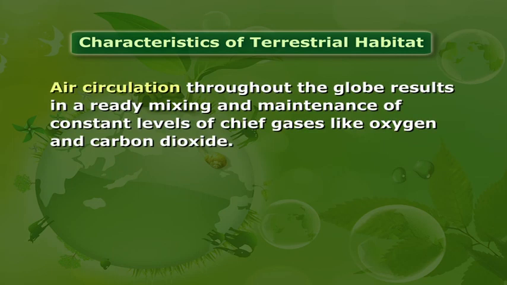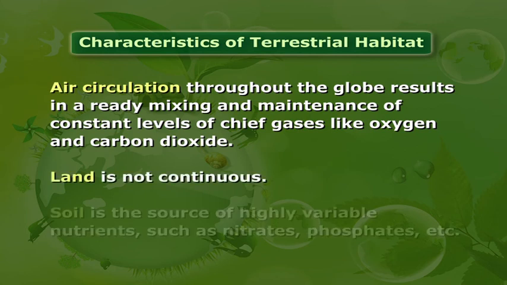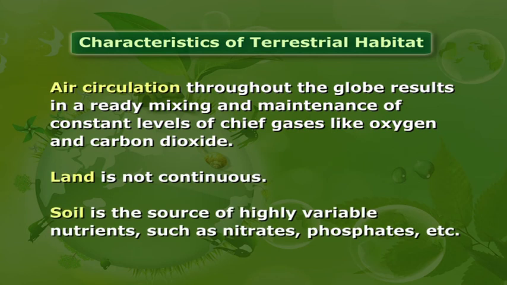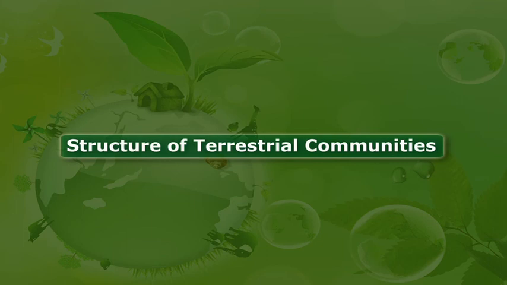Air circulation throughout the globe results in a ready mixing and maintenance of constant levels of chief gases like oxygen and carbon dioxide. Land is not continuous. Soil is a source of highly variable nutrients such as nitrates, phosphates, etc. Structure of terrestrial communities. Now, let us briefly outline the general structure of terrestrial communities.